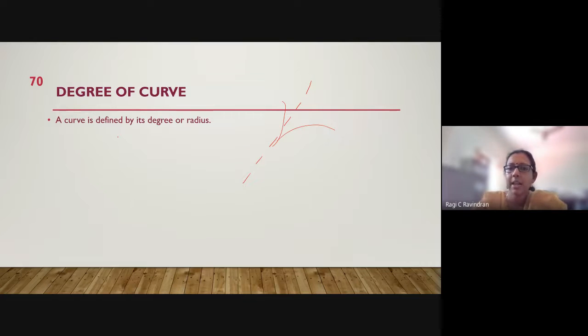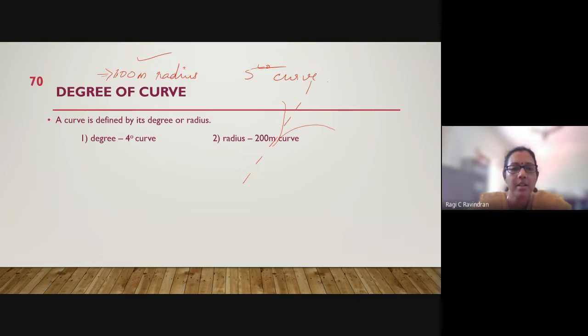So you might have heard people saying it is like a 100-meter radius. That curve is having a 100-meter radius, or maybe some people will be saying it is a 5-degree curve. So in both ways you can define a curve. For example, in degree, you might say a 4-degree curve, 2-degree curve, or 10-degree curve. Similarly, when it comes to radius, maybe a 100-meter curve, 150-meter curve, or 200-meter curve, depending upon the curve that you are talking about.